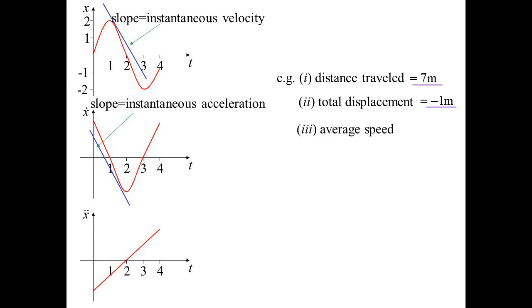Average speed. So speed is distance over time. So it would be that distance we travelled, 7, over the time, 4. Average velocity, displacement over time.